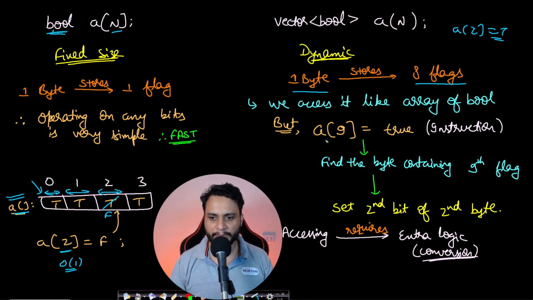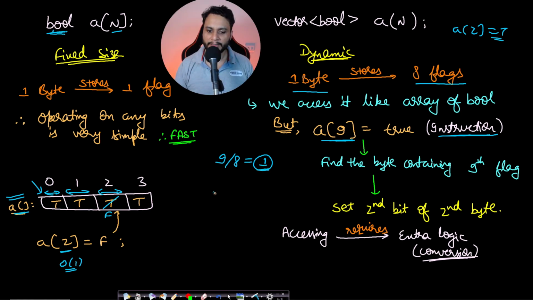So let's take an example. If you want to set a[9] = true, that is the given instruction from the user, then the compiler will find out which byte you are looking at. The byte number will be found by dividing the position by 8, and it will say 1, right? That means it is byte number 1. The counting starts from 0, so 0th byte and first byte. So we are looking technically at the second byte. Okay, so this ninth flag will be present in the second byte.